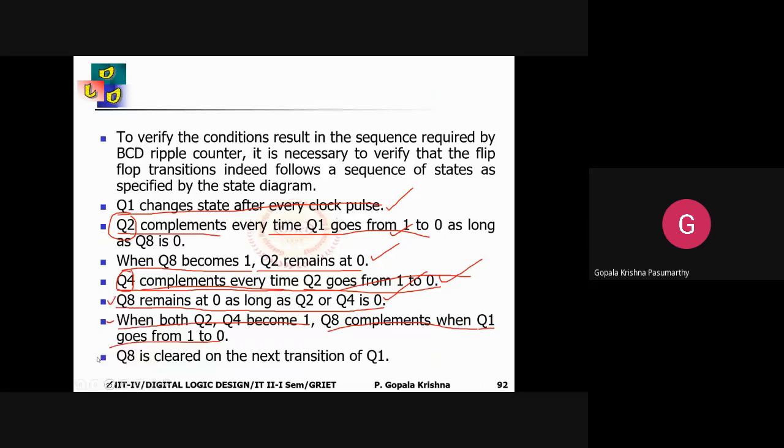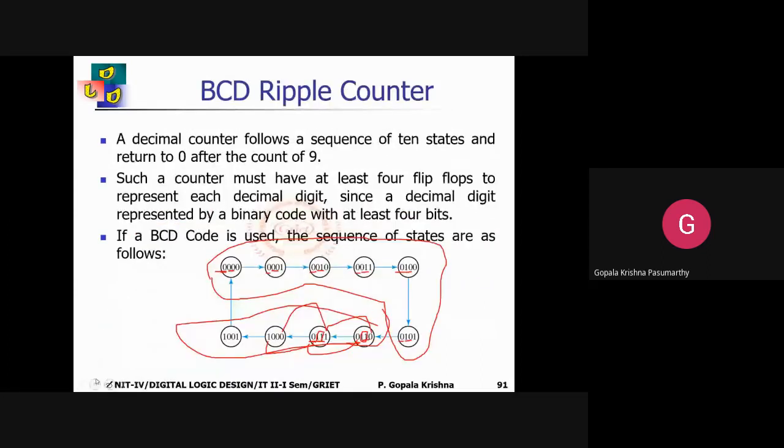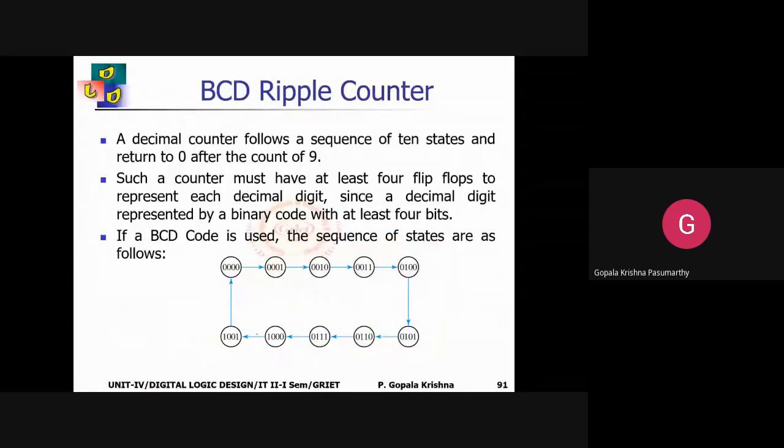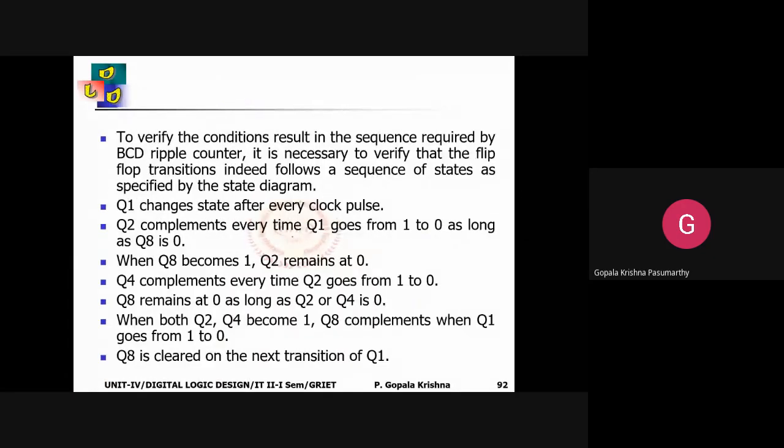These are the rules for Q8. So now let us slowly read out all these rules, and we will see how we incorporate these rules into drawing the diagram. So Q1 always changes. Let me draw the diagram.